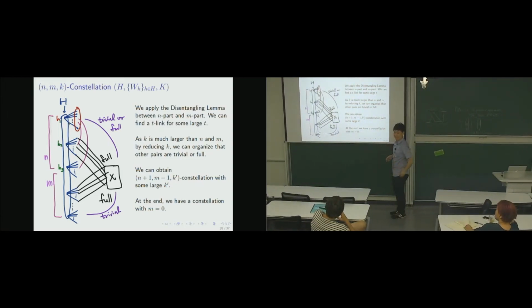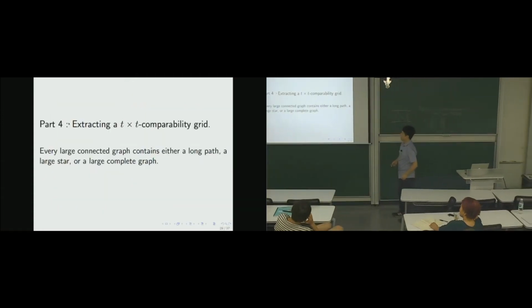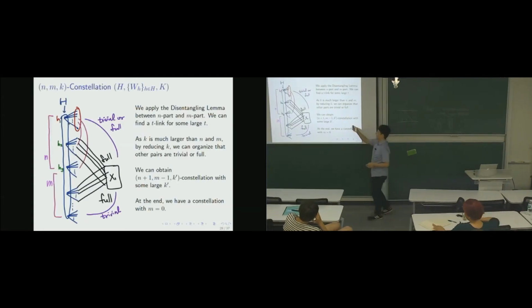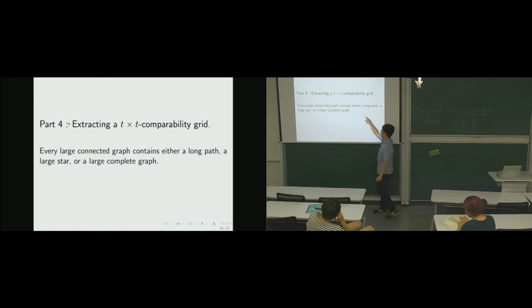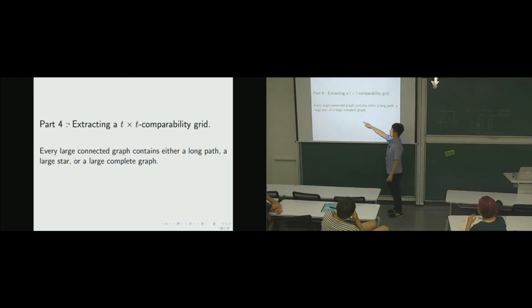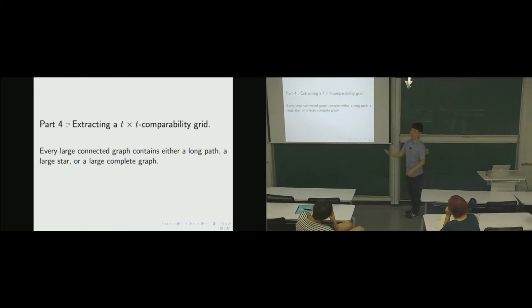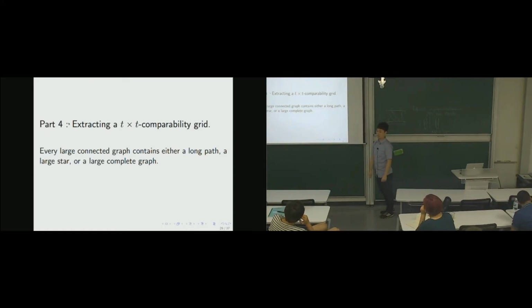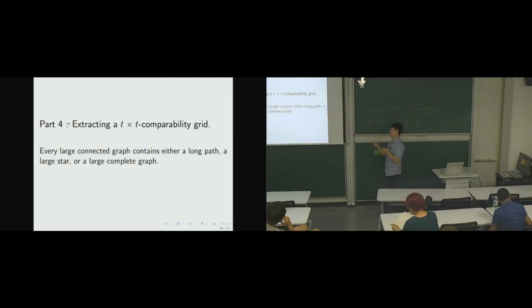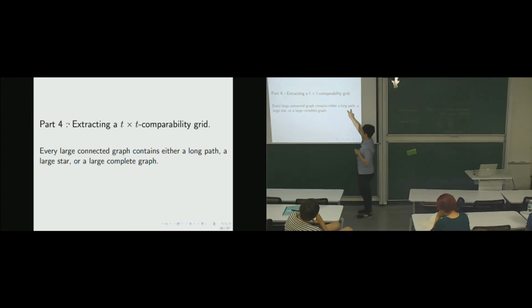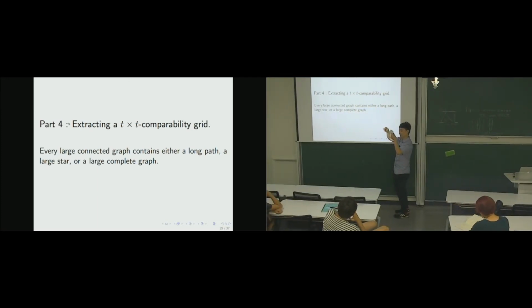It's the next slide. So at the end we want to extract something. K is the large connected graph, right? N is large, right? So you can find either a long path or a large star or a large complete graph there. So you take those parts and then you want to extract something from there. Of course, there are lots of cases, because an edge in this graph means that the corresponding stars are connected by a matching or a half graph, right?